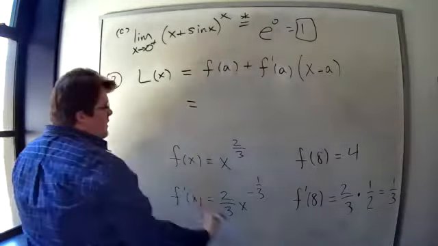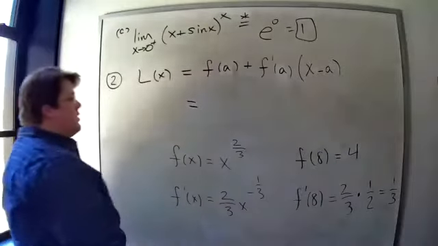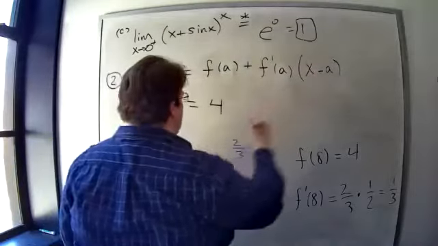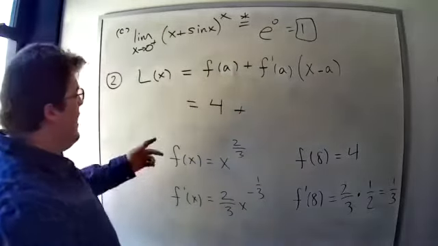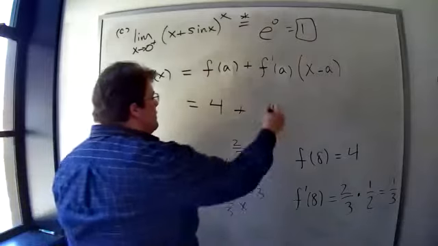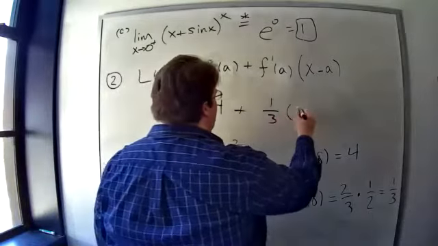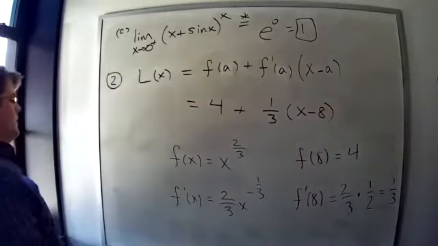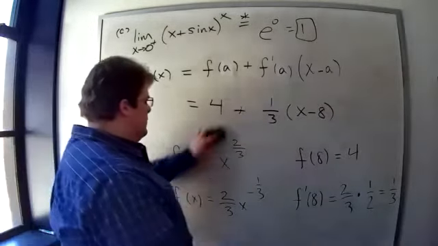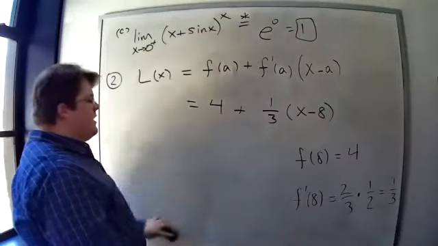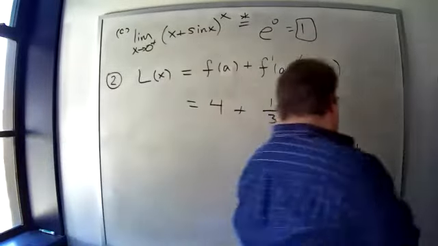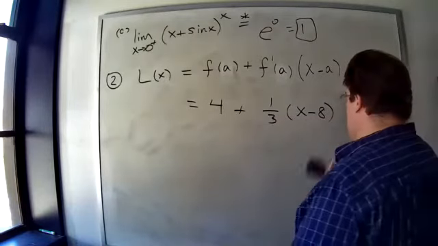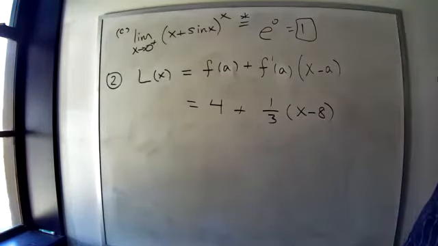Here's our starting point. We know the approximation is going to be close to 4. How close to 4? Well, this close to 4. Derivative at 8 is 1/3 times x minus our a value, which is 8. So right here is the linear approximation. You don't have to simplify that. If you simplify this, distribute and combine the numbers, the next simplification becomes more inconvenient.